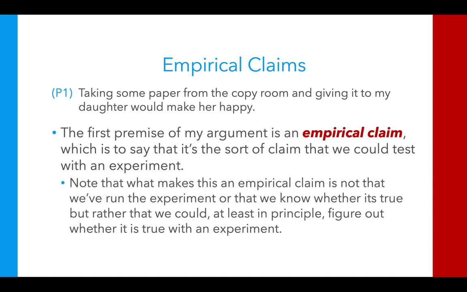Note that what makes this an empirical claim is not that we've run the experiment or that we know whether it's true, but rather that we could, at least in principle, figure out whether it's true with an experiment. That's what makes it an empirical claim. Not that we actually know for sure, but just that we could figure out whether it's true or false by doing it. For our purposes, let's just assume that's true. So let's all assume, okay, yep, if John takes this paper from the copy room and gives it to his daughter, then she'd be happy.